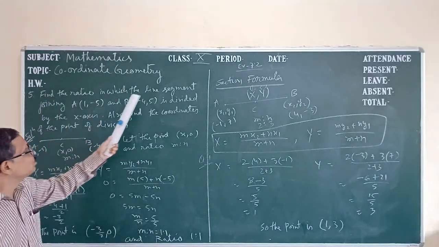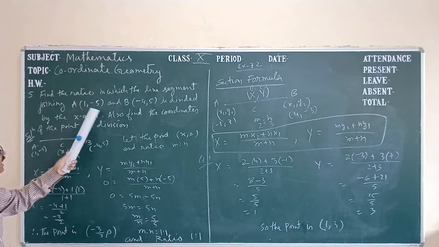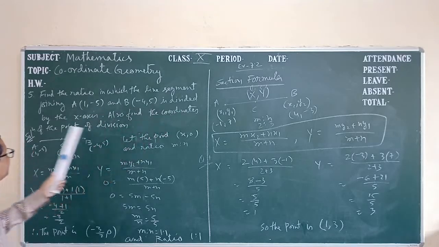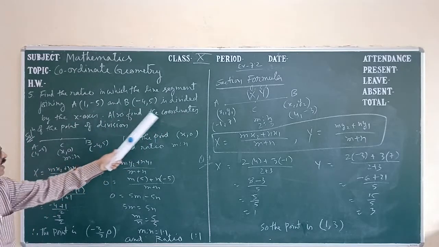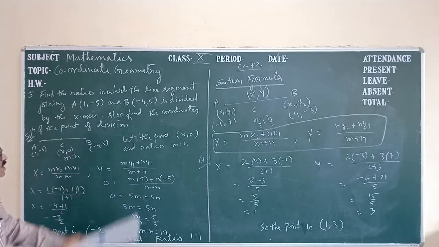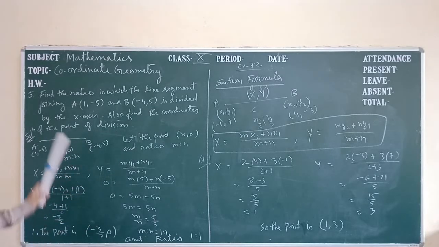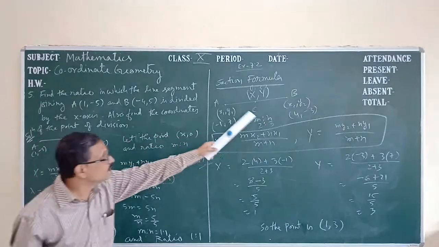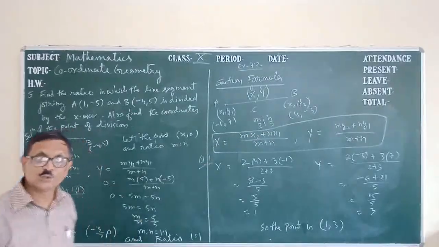I have taken one example, that is question 5. Find the ratio in which the line segment joining A and B is divided by the x-axis. Also find the coordinate of the point of division. So what we have to find is the ratio.